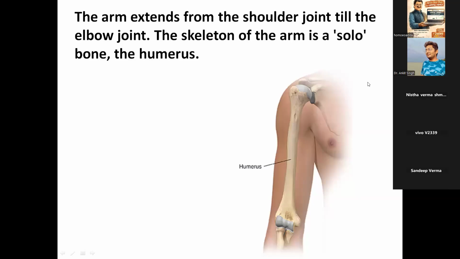Okay, so what is arm? The portion that is present between the shoulder joint till the elbow joint. Now, this portion we called it as a arm. The skeletal of the arm is solo bone, that is the humerus. So the only bone present over here in this portion is the humerus.